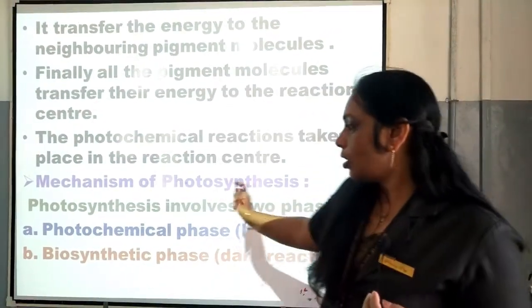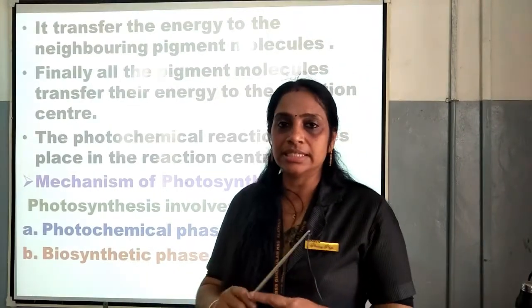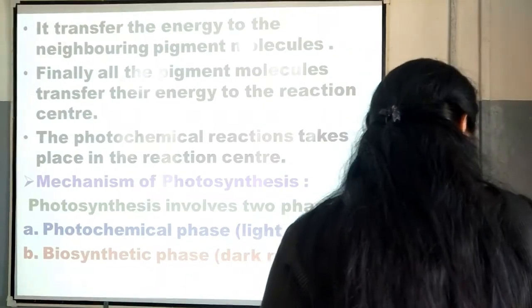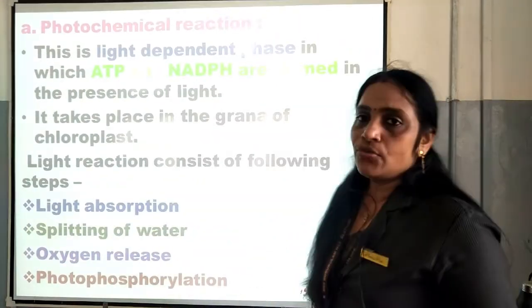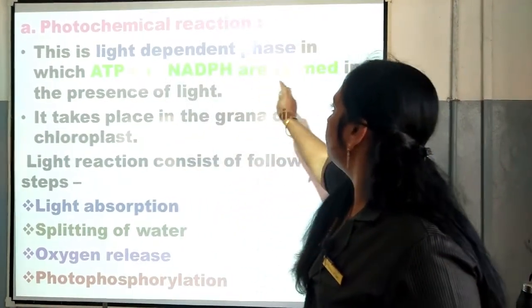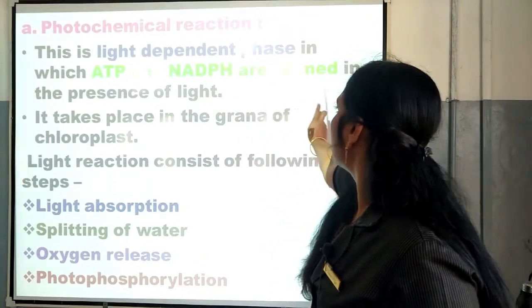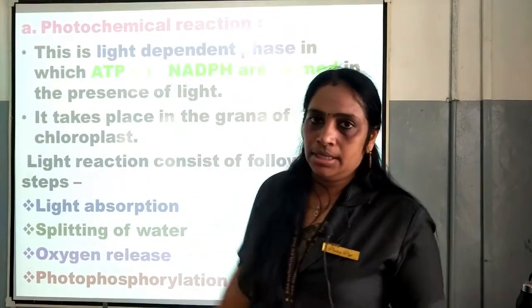The light reaction is called the photochemical phase and the dark reaction is called the biosynthetic phase. The first one is the photochemical reaction. This is the light dependent phase in which ATP and NADPH are formed in the presence of light.